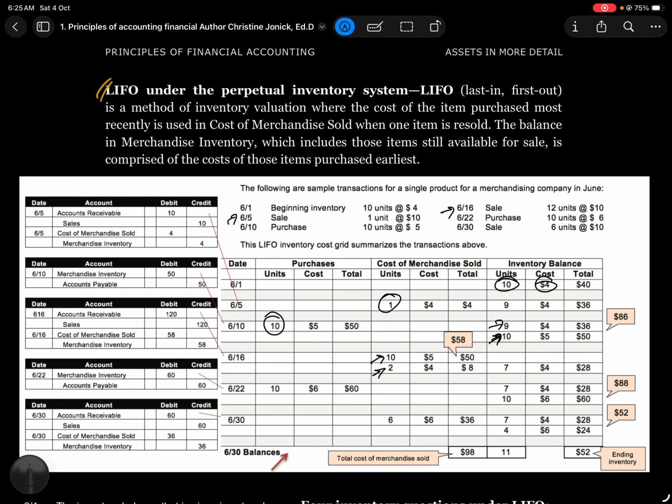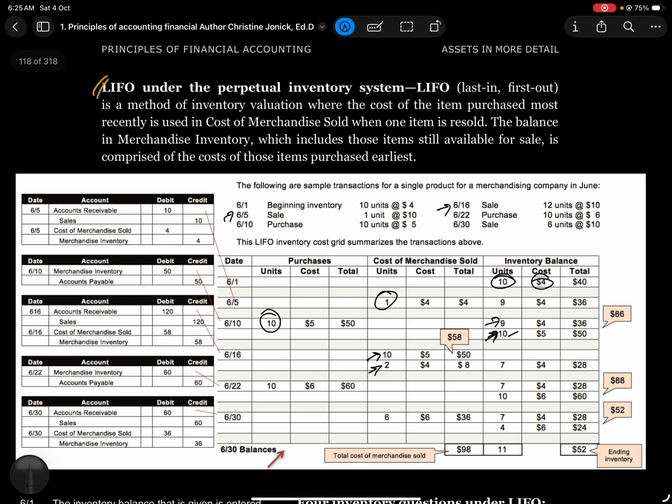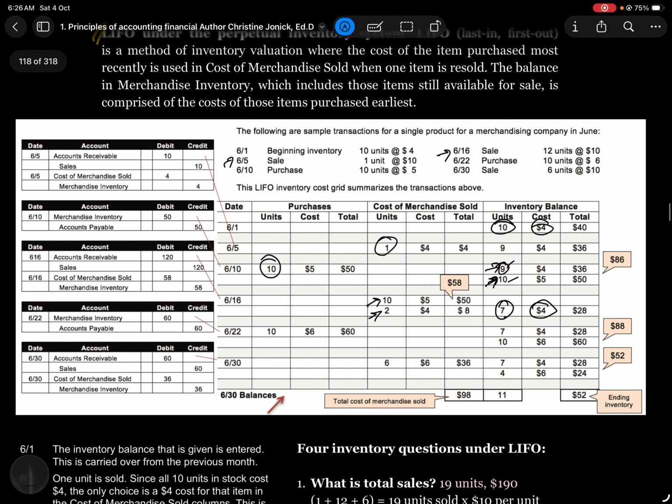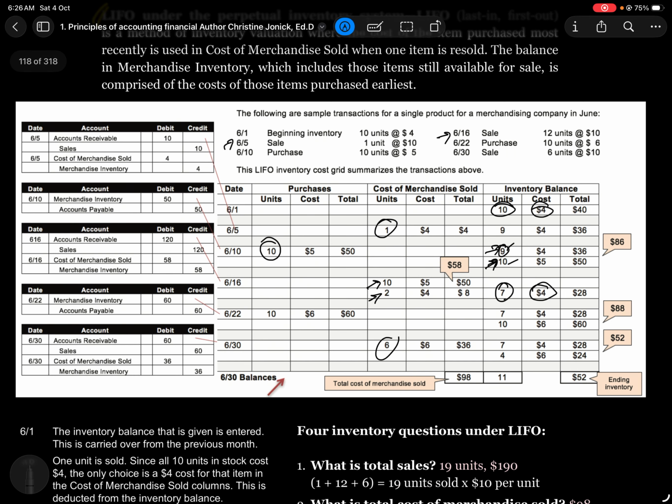So 10 would be completely diminished because our sale quantity is 12, and then we move on to the earliest purchase after that. Now our balance would be 7 units, but from this costing. $7 into 4, 28. Similarly, we purchase again 10 units at the rate 6, so 60 is there. So what would happen?